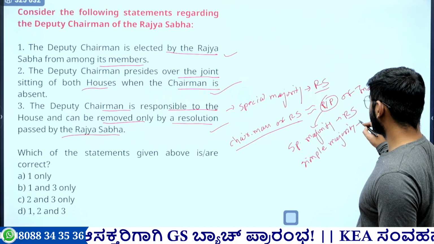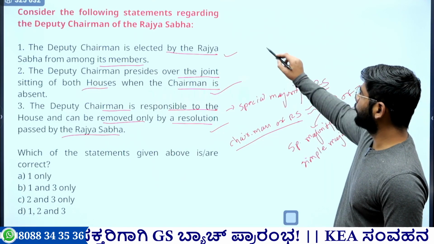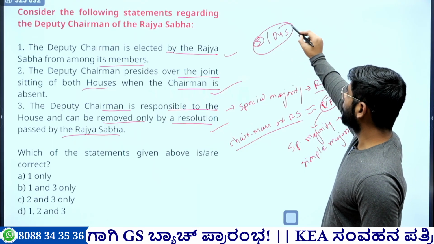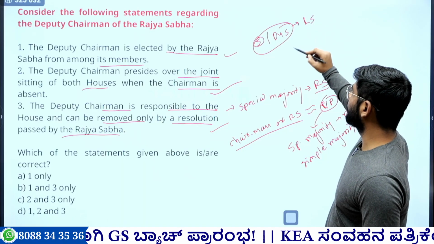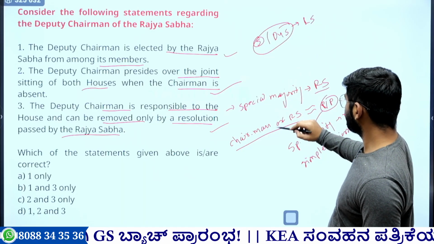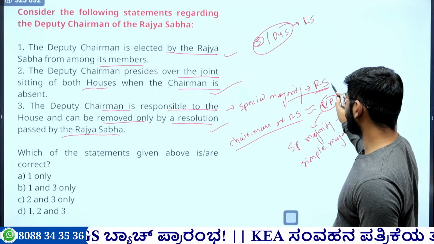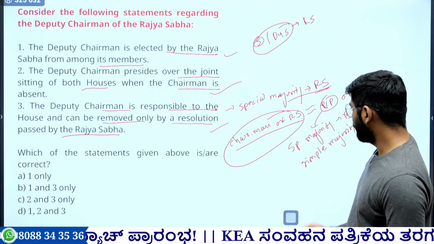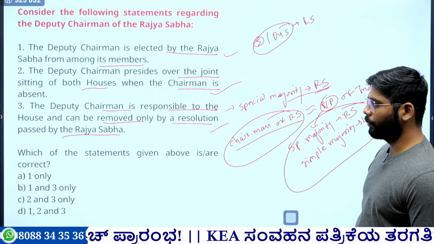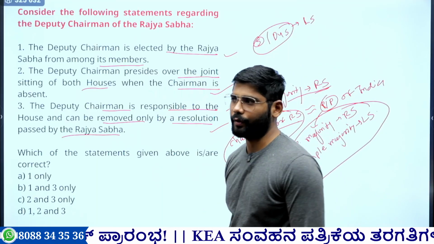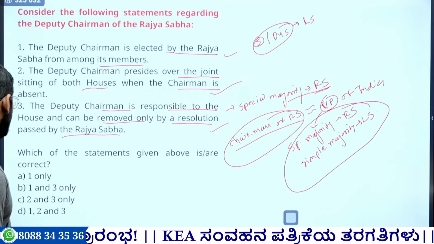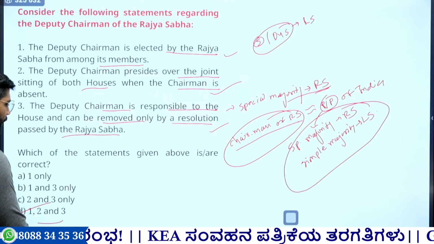So when it comes to the Speaker and Deputy Speaker, the resolution only will be passed in Lok Sabha. When it comes to the Deputy Chairman, the resolution only will pass in Rajya Sabha. But when it comes to the Chairman or the Vice President of India, the resolution must be passed in both houses with different majorities. So this is the answer. The correct answer for this is that all 3 are correct.